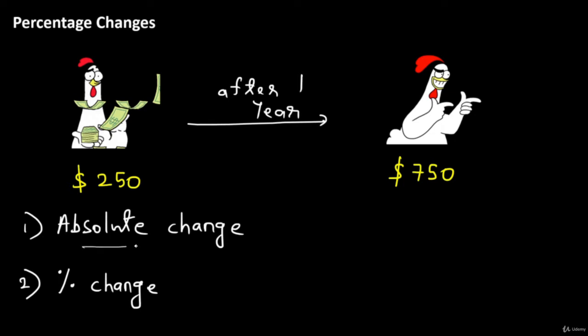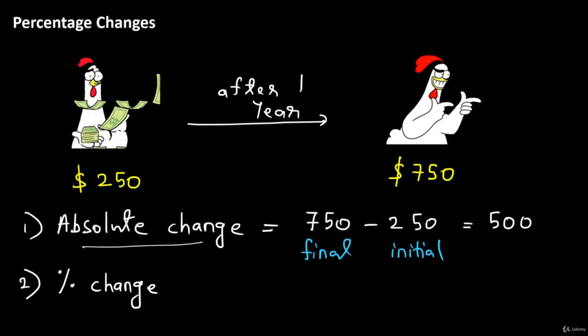The absolute change of the money that Mr. Hen has is 750 minus 250, that's equal to $500. So over here 750 is the final value and 250 is the initial value. Okay, and what is the percentage change in the money that Mr. Hen has? So that would be 500 divided by 250 into 100.